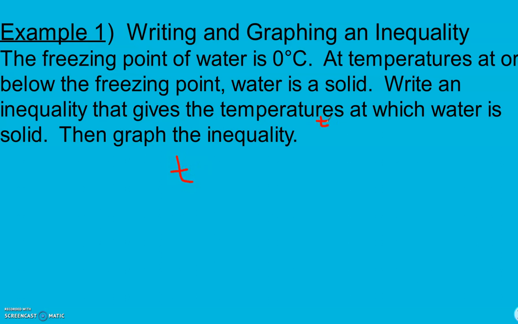We want to know, when is water solid? So at temperatures at or below. So when it's equal to 0 and when it's below, which means less than. So temperatures less than or equal to 0 makes us have ice. Now we want to graph it as well. So on my number line, I'm going to put 0.